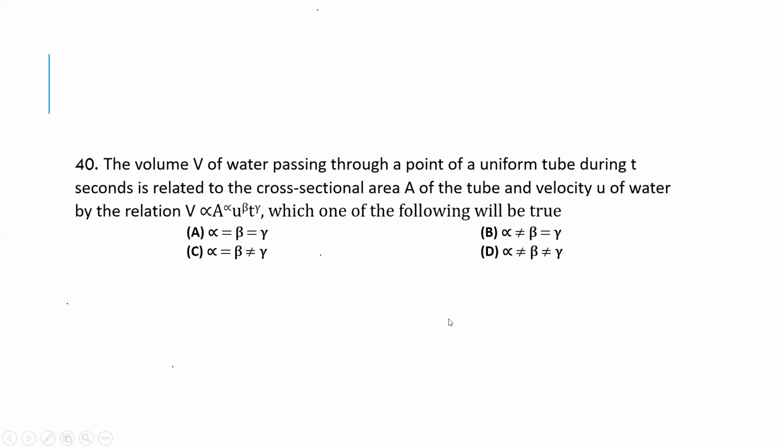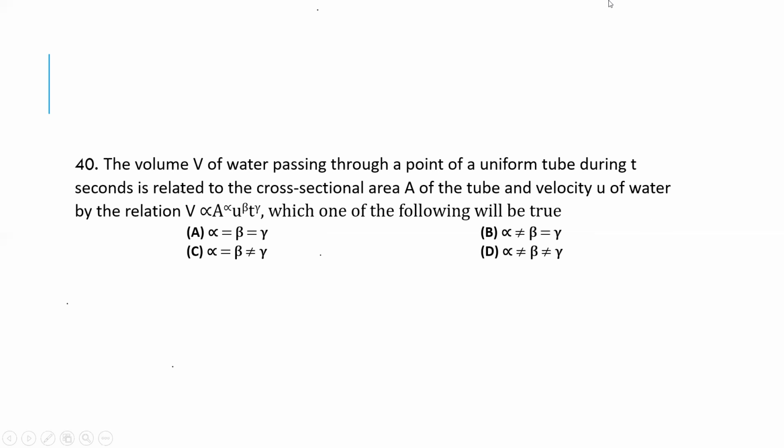The volume V of water passing through a point of a uniform tube during t seconds is related to the cross-sectional area A of the tube and velocity u of water by the relation V is proportional to A raised to alpha, u raised to beta, t raised to gamma. Which of the following will be true? See here how to do this.